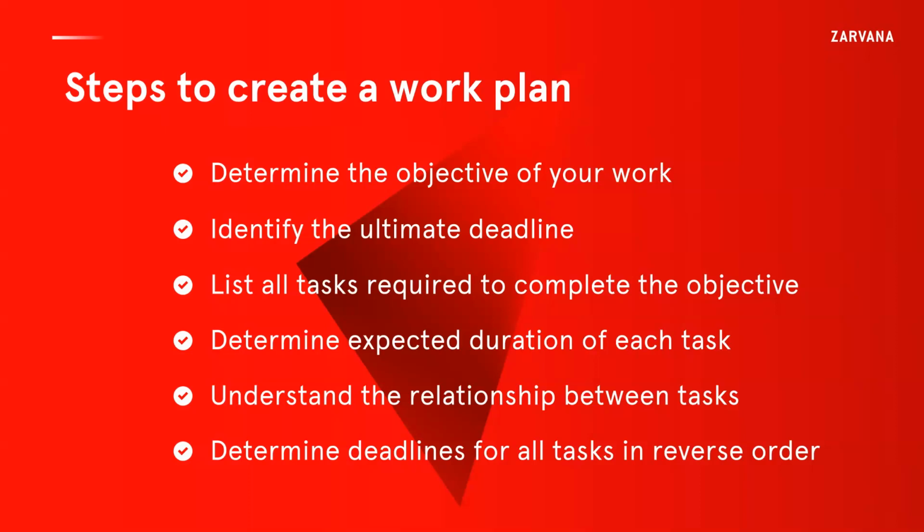Step 5 here is understanding the relationship between tasks. Again, we talked through, is it a sequential relationship, parallel, or multi-dependent? And then finally, step 6 is determine the intermediate deadlines that are the deadline of each task, starting in reverse order and working your way back. So those are the 6 steps to creating a work plan.